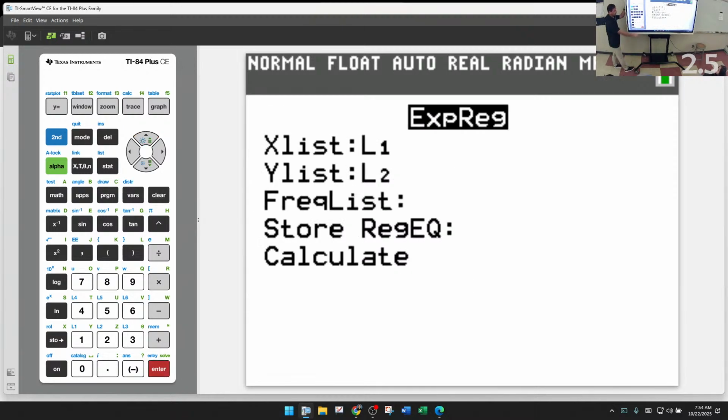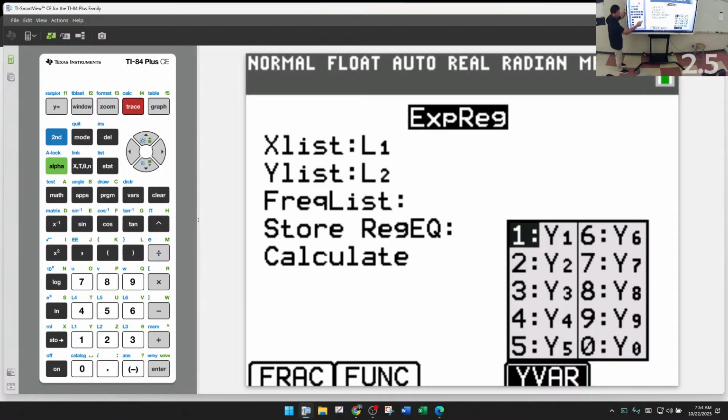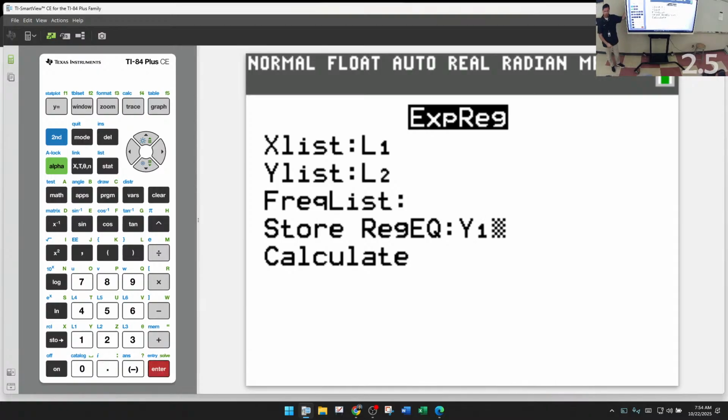Hit enter. X list is L1, Y list is L2. Frequency is never anything. I always like to store it just out of habit, but you don't have to this time. But to store it, you just hit alpha trace, and that gives me Y1. So I typically store it in Y1. Again, you don't have to this time, I don't think. And then we just hit calculate.